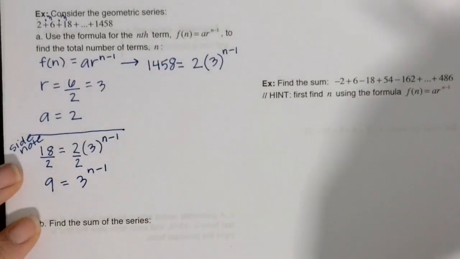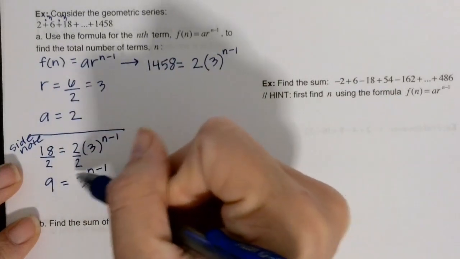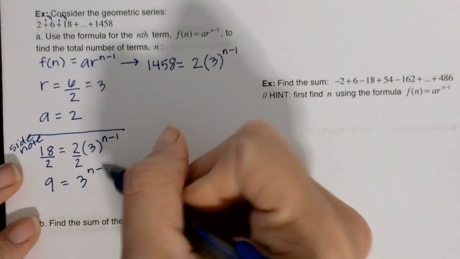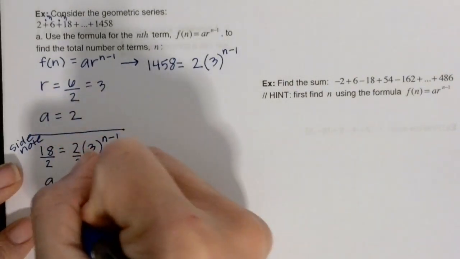And then what I'm going to do is write these with the same base. So this is a base of 3, you can't just divide out 3 because that's in the exponent. So what I'm going to do instead is write 9 as 3 squared.